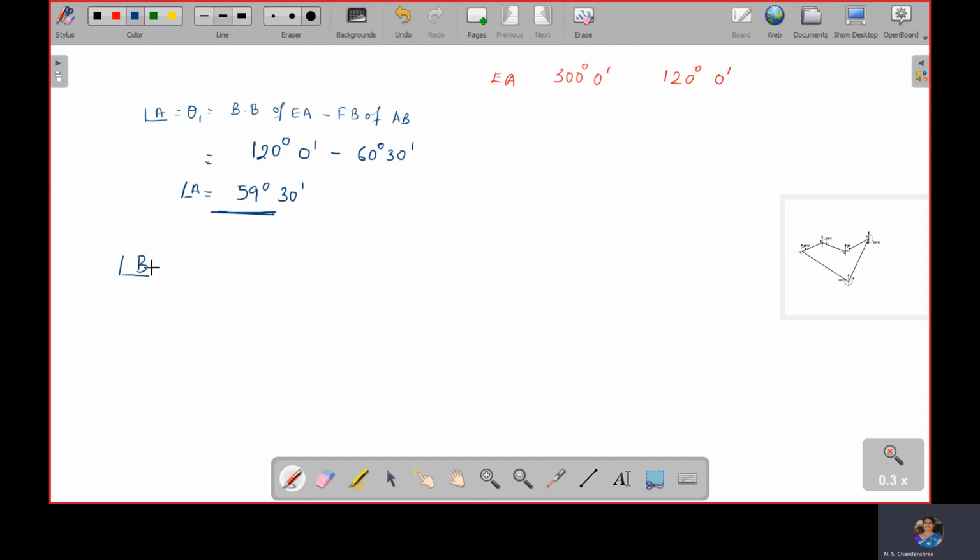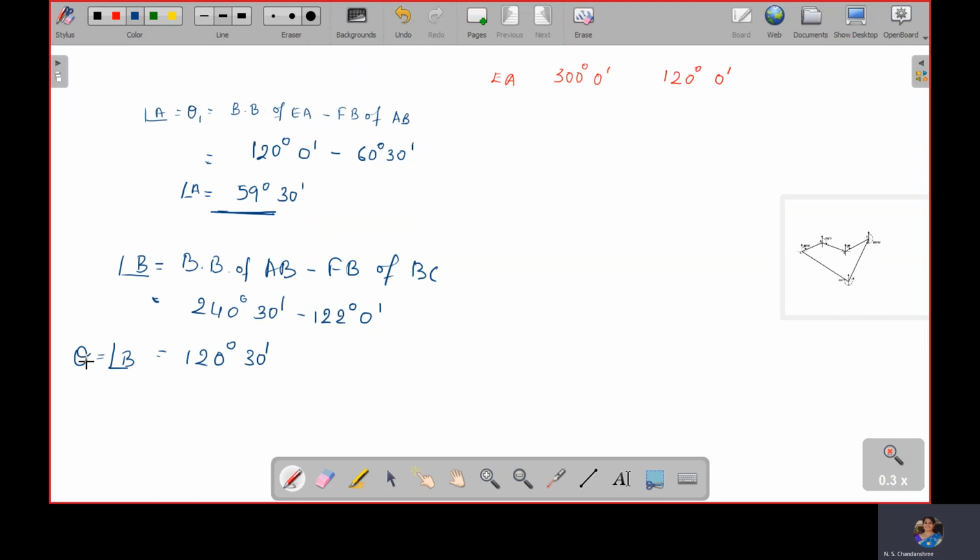Angle B can be calculated by back bearing of line AB minus forebearing of BC. Back bearing of line AB is 240 degrees 30 minutes minus 122 degrees 0 minutes. So this will give us 120 degrees 30 minutes. Angle B, which is also denoted as theta 2, is so much.